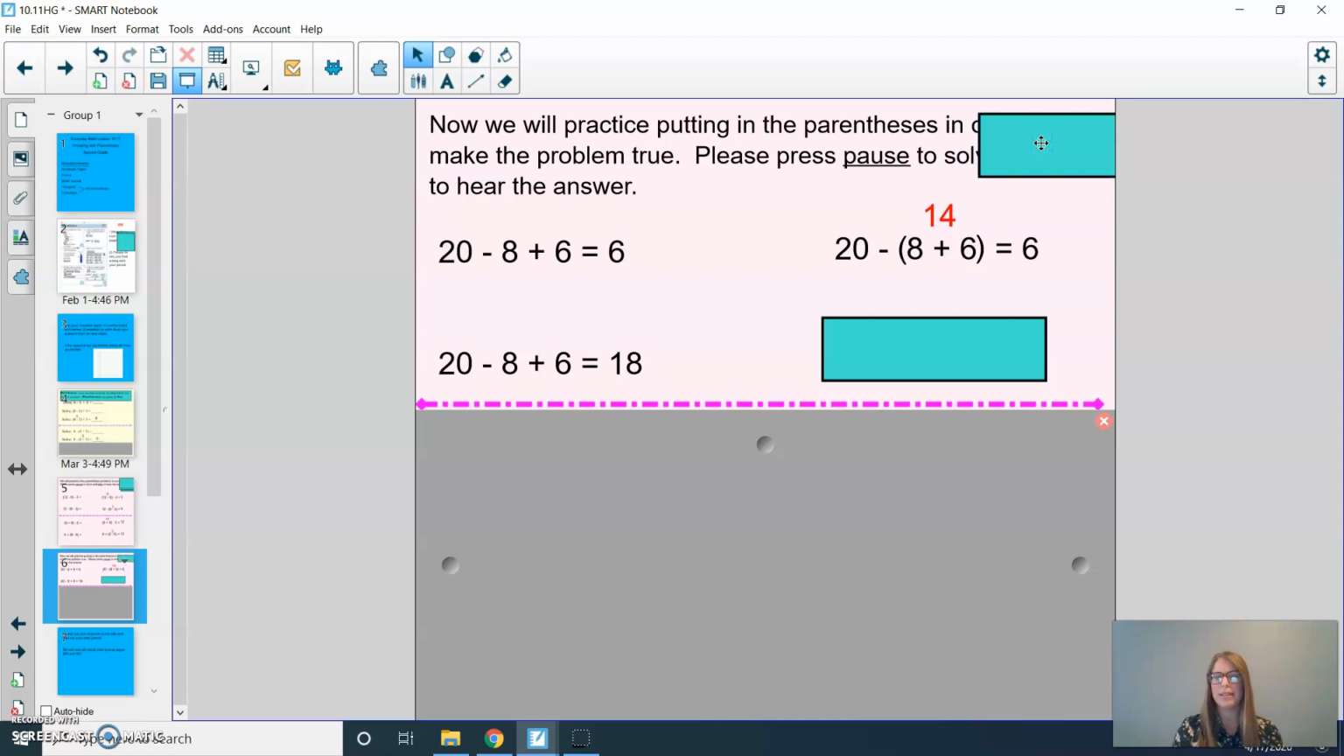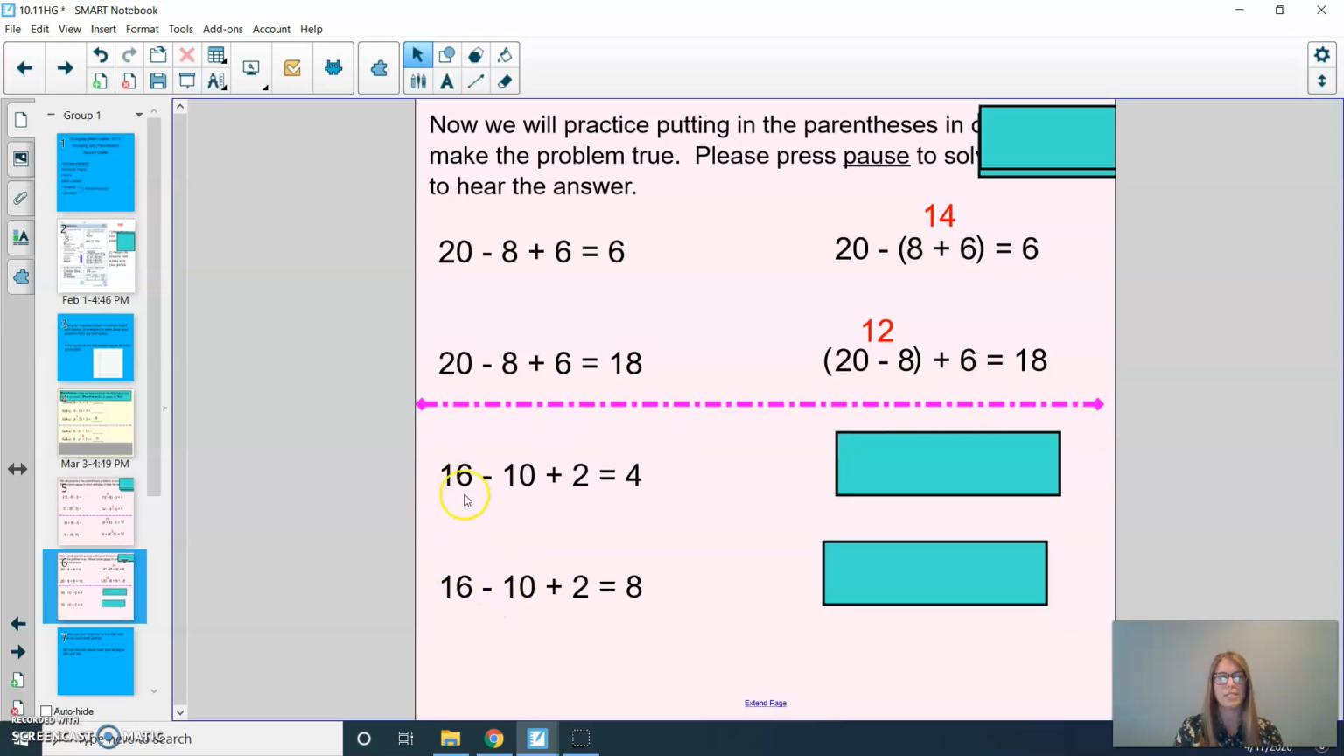So if I put my parentheses around 8 plus 6, I know that 8 plus 6 is 14, and then 20 minus 14 equals 6. Now, if I want my answer to get to 18, then I need to put my parentheses around 20 minus 8, because 20 minus 8 is 12, and then 12 plus 6 is equal to 18. Let's try another one.